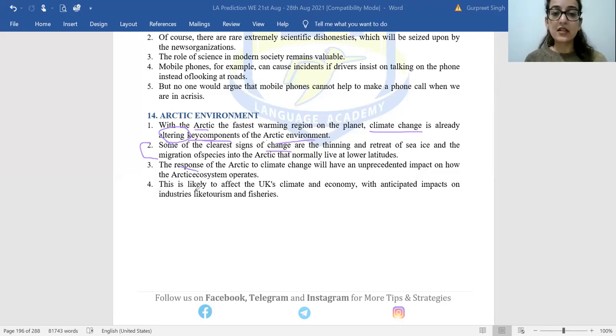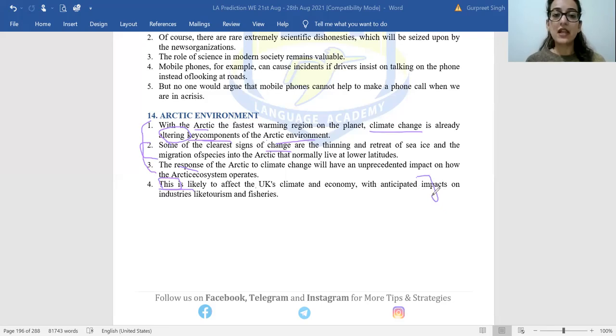This is likely to affect the UK's climate and economy, with anticipated impacts on industries like tourism and fisheries. Now, from the first three sentences, we could understand what's happening and what's coming because of that. The last one likely comes at the end, because the topic it talks about is not very directly related to the story which was going on in the previous three sentences.